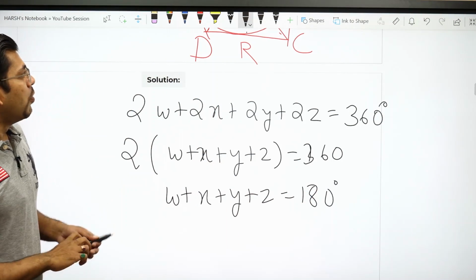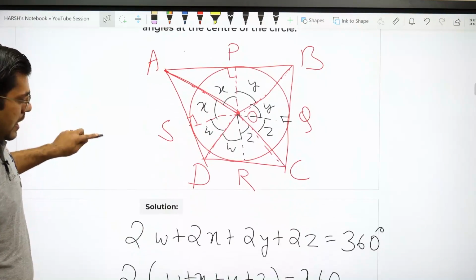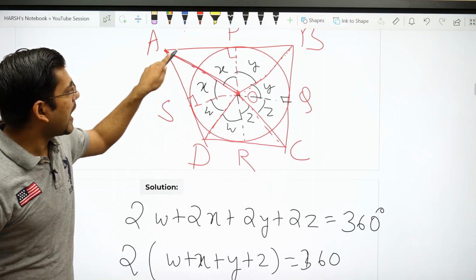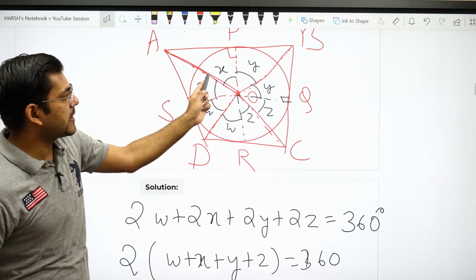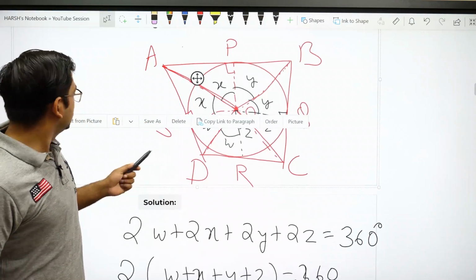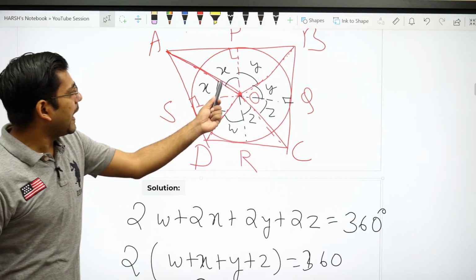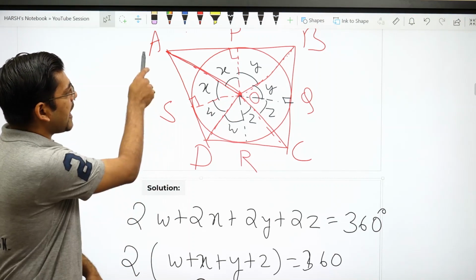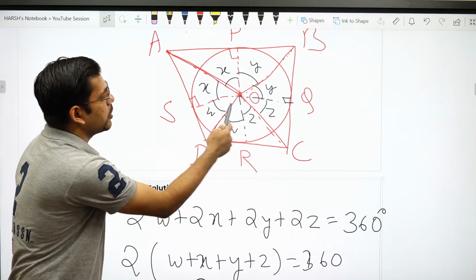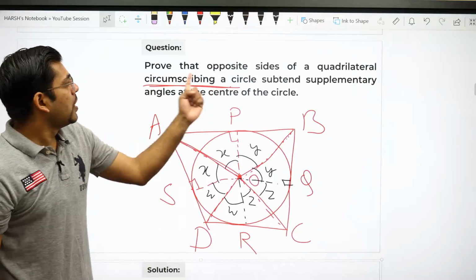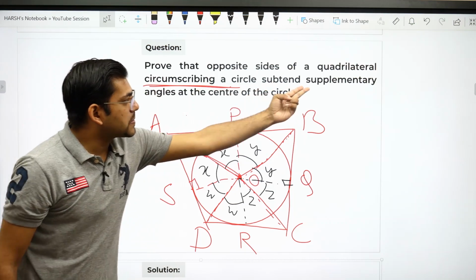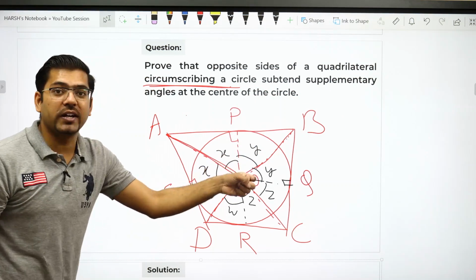Now I'll tell you what this means. See in the figure what I have written and what is there in the figure. In the figure, the angle made by this tangent AB at the center is x plus y, and here it is w plus z. So if I add x plus y plus w plus z, this means angle AOB plus angle COD, isn't it? x plus y plus w plus z is COD plus AOB. And pay attention, this we had to prove that opposite sides of a quadrilateral circumscribing a circle subtend supplementary angles, isn't it? Supplementary means 180 degree, and that we have proved.